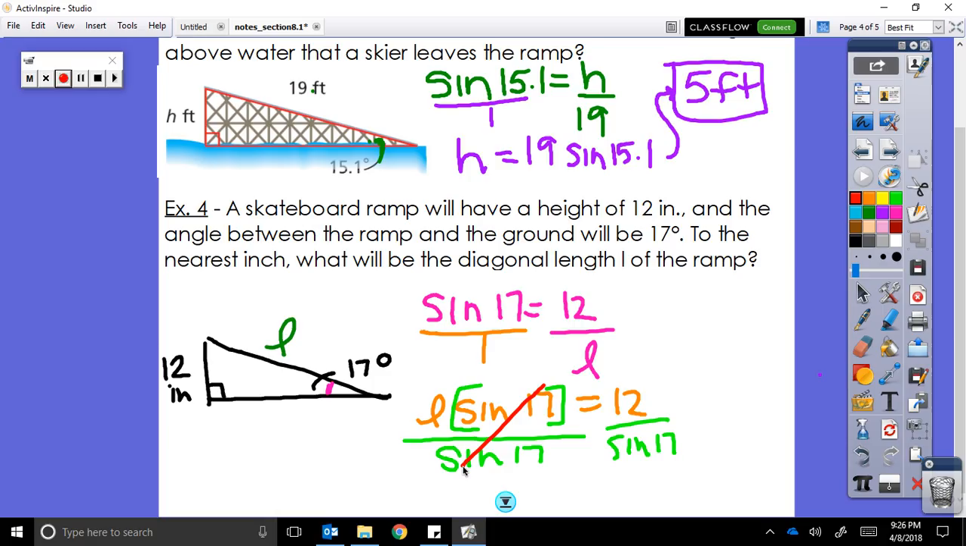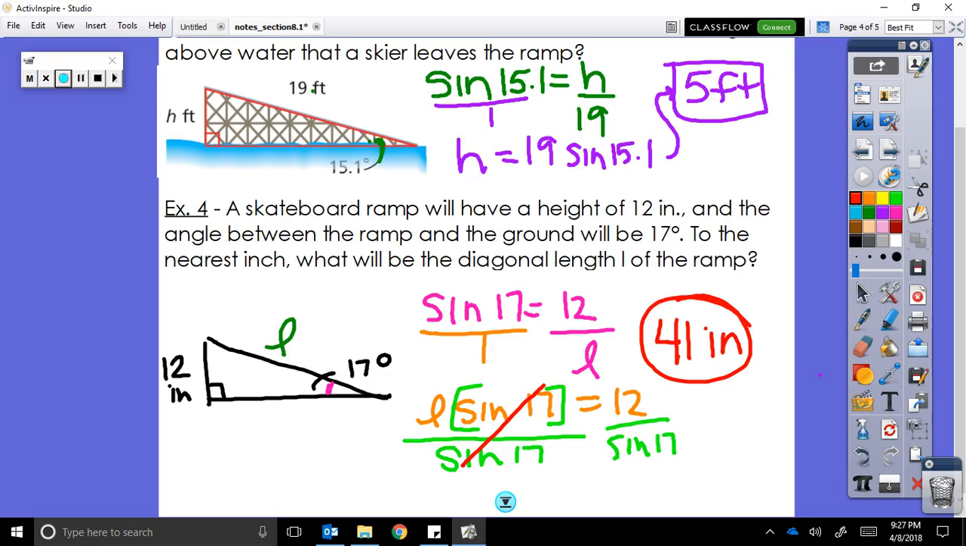Okay, and I got 3.5, so oh, nope, I didn't divide. Let's try that again. 12 divided by sine 17. I was thinking that's not right. Okay, I got 41 inches. Does that sound better? I hope so.